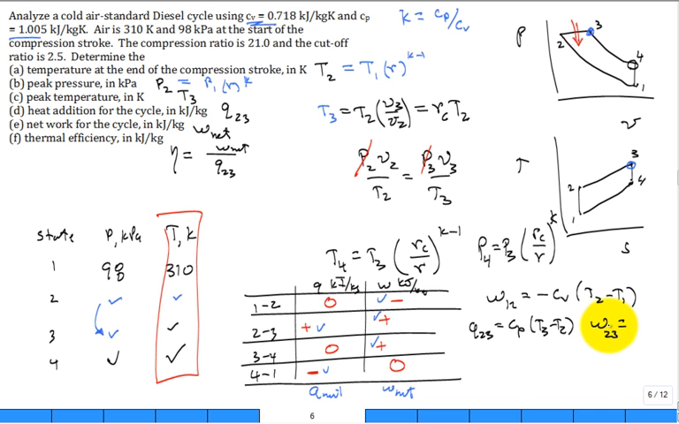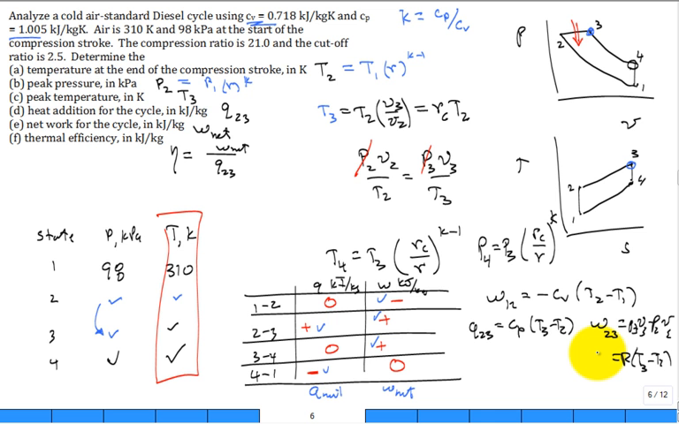Well, you said that was the integral of P dV, and so it is P3V3 minus P2V2. But PV is always equal to R times T. So it's R times (T3 minus T2) for the work 2 to 3. I'm using the ideal gas equation there. Does that make sense? All right.